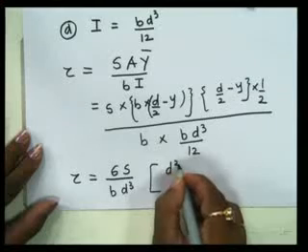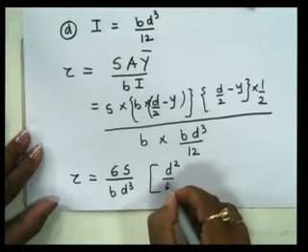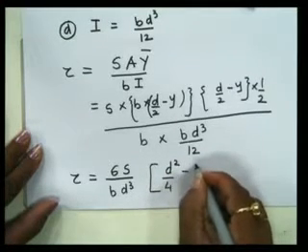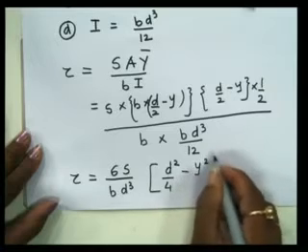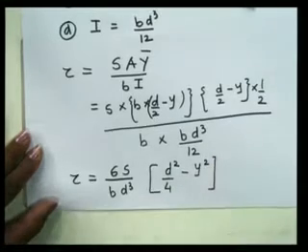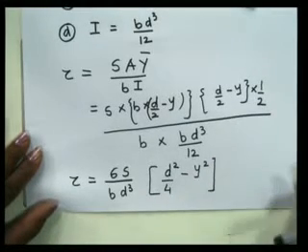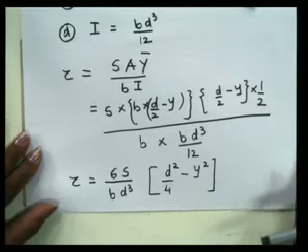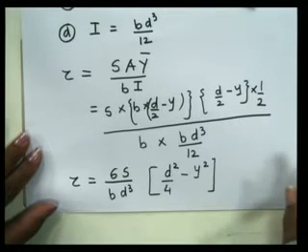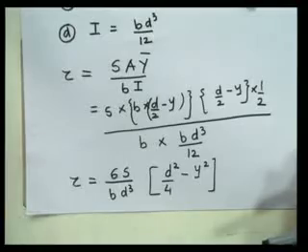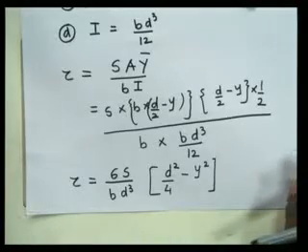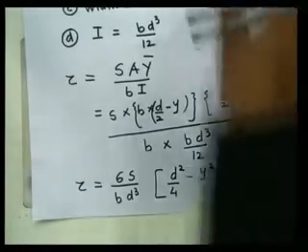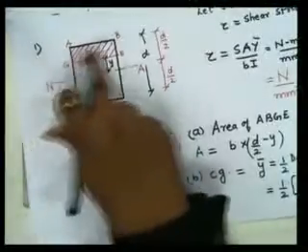square by 4 minus y square. Okay, when you solve this equation, you'll get the value of tau as 6S upon b d cube into d square by 4 minus y square. Okay, now we will find out the value of shear stress at the top edge AB.